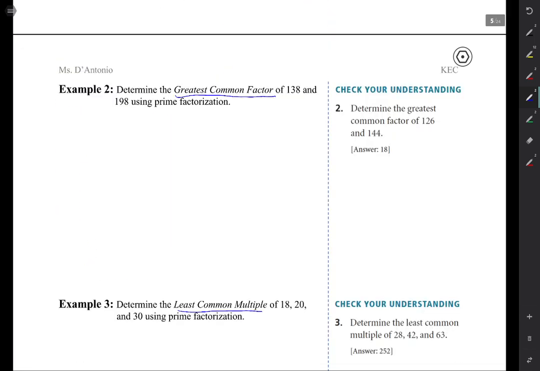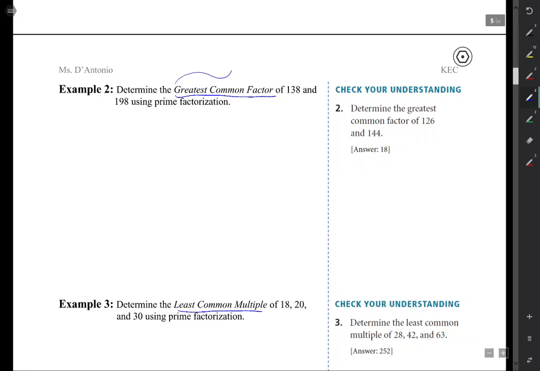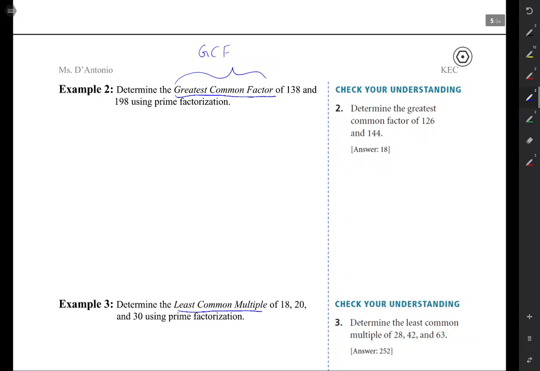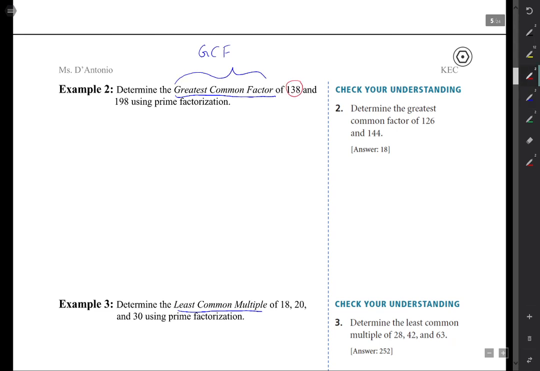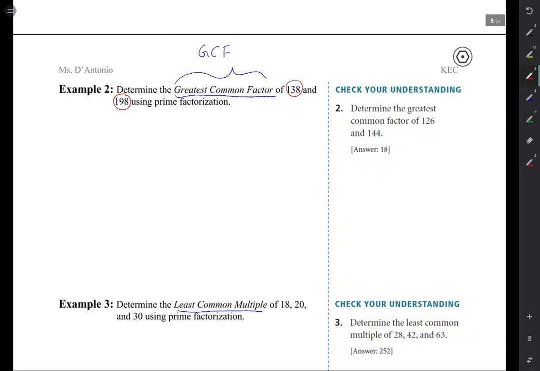Now we are going to look at getting the greatest common factor of 2 numbers. So greatest common factor, this is often referred to as the GCF. And what we're going to do to find that is we are going to use these factor trees that we just learned in the previous example. Now let's think back to what a factor is. Remember, a factor is a number that divides into a number. So we need to find the greatest, aka the biggest number that divides into both 138 and 198. So we're looking for the biggest number that divides into both of those numbers.